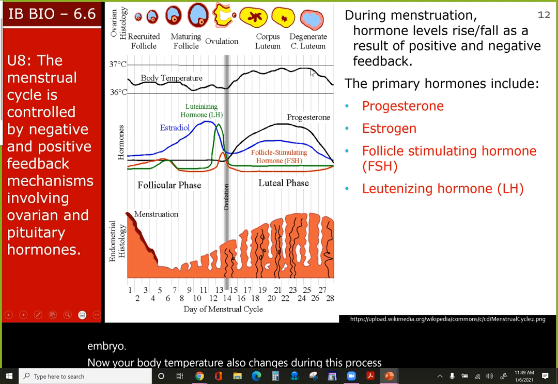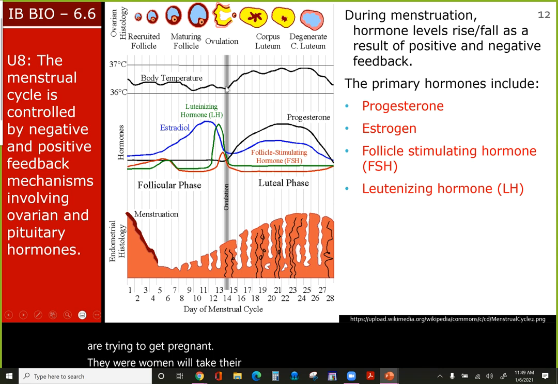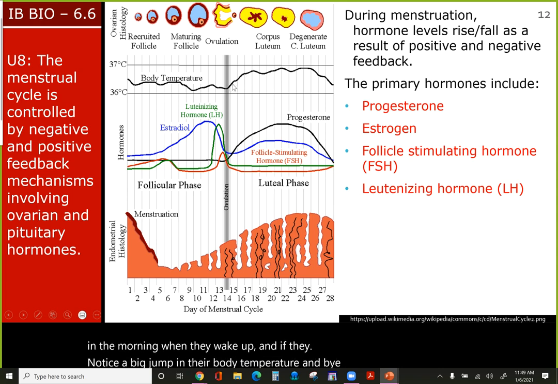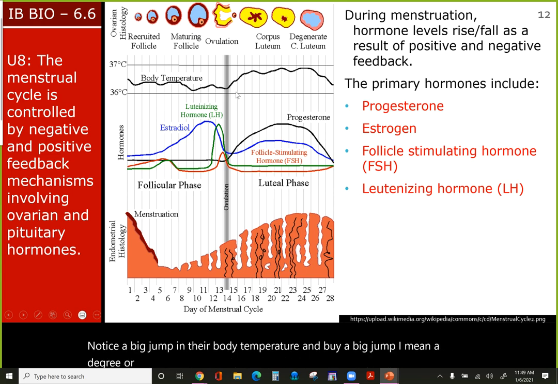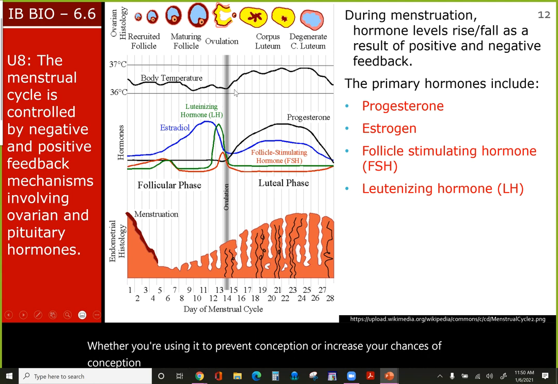People that are trying to get pregnant will take their basal body temperature. It's their body temperature first thing in the morning when they wake up. If they notice a big jump in their body temperature, and by big jump, I mean a degree or two, a spike compared to the rest of the month, that's a good indication that ovulation is happening. There are apps that will help you track your cycle, whether you're using it to prevent conception or increase your chances of conception. Basal body temperature is one of those metrics that you can use to help track that process.